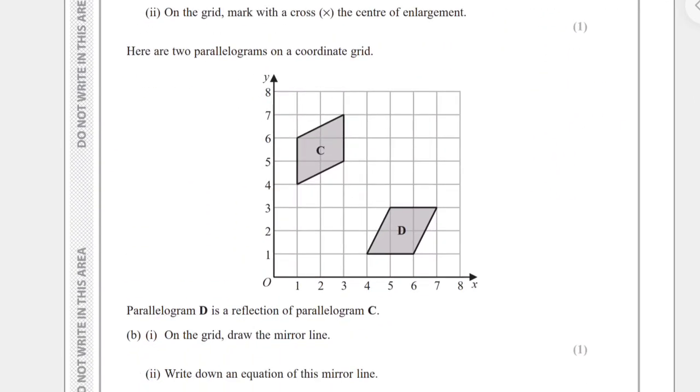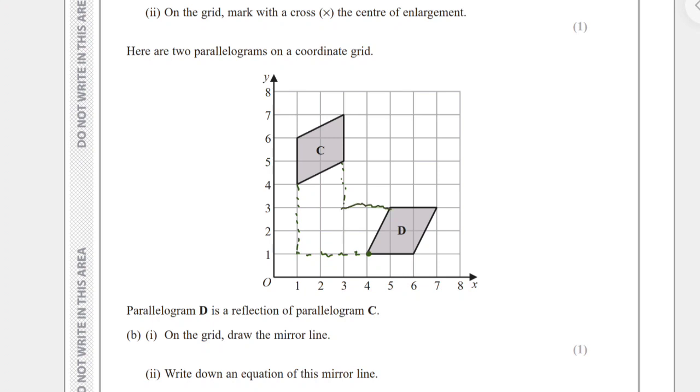Here are 2 parallelograms on a coordinate grid. Parallelogram D is a reflection of parallelogram C. On the grid, draw a mirror line. From what I see here, this is a mirror of this, and this is also a mirror of this.